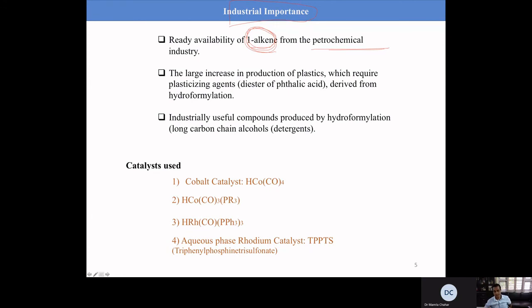Okay, and production of plastics, of course, is dependent on this hydroformylation reaction. This is the key step for the production of plastic as well, and industrially useful compounds are produced quite a lot by hydroformylation reaction, as I was trying to impress upon you. Long carbon chain alcohol, because these aldehydes you can reduce to alcohol, right? If you get a long chain aldehyde, you hydrogenate it, you get alcohol, which is basically detergent. Many uses you need, right?